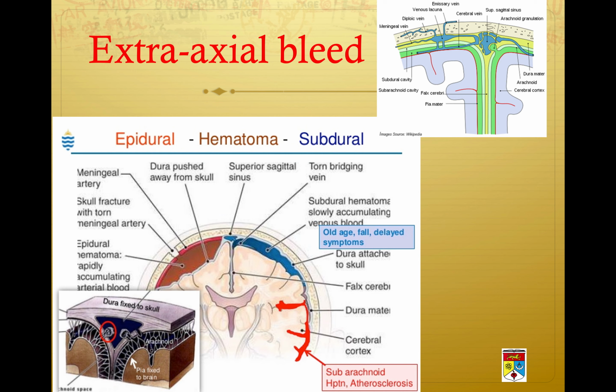But the epidural is more outside, more external. It's outside the layer of the dura, so that's why we call it extradural. What extradural does is push the dura away from the skull, and it gives this convex shape. But in the subdural, it gives a semilunar shape. And when we have a subarachnoid bleed, again I told you that it goes into the deep sulcus of the brain.